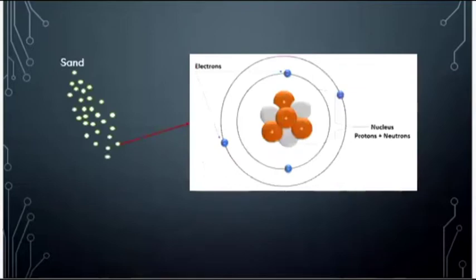Most materials are made up of many small crystals like sand. Each of these crystals is composed of a regular arrangement of atoms, and each atom is composed of a nucleus surrounded by the electrons.